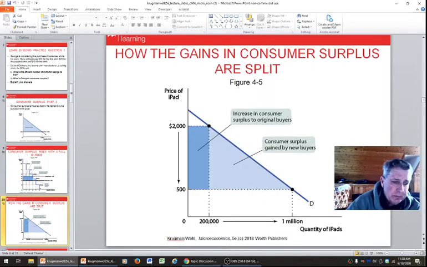All right. Here's how it looks in a demand curve graphic. From 2000 to 500, this is an increase in the consumer surplus to the original buyers. This is the new buyers, right? As each incremental purchase occurs, the consumer surplus gained by the new buyers is represented in here. And we'll look at it in the aggregate in a minute.